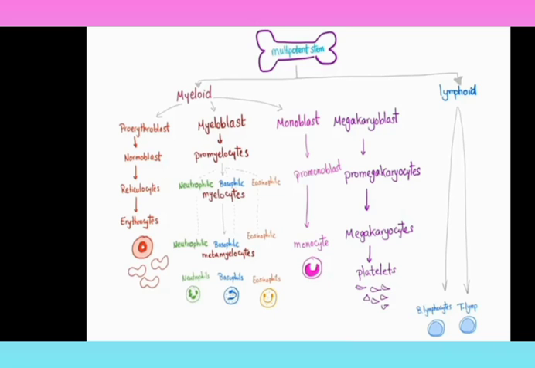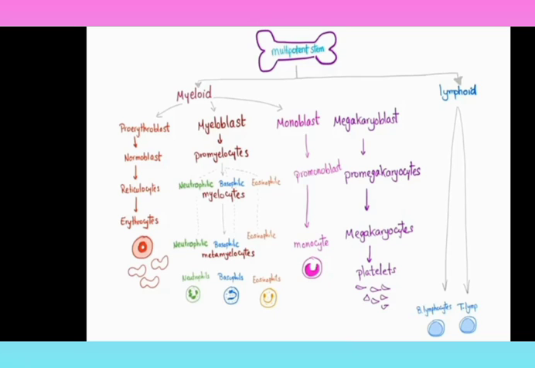Now coming to the myeloblast, these give the promyelocytes, that is neutrophilic, basophilic and eosinophilic myelocytes. From these myelocytes, neutrophilic, basophilic and eosinophilic metamyelocytes occur, and from those the neutrophils, basophils and eosinophils occur. Now coming to the monoblast, from the monoblast comes the promonoblast, and from the promonoblast, the monocyte. Now coming to the megakaryoblast: promegakaryocytes, megakaryocytes and platelets. So these are the final products.